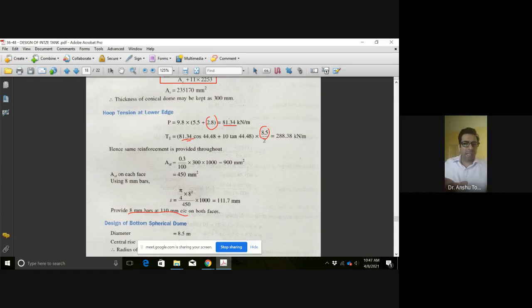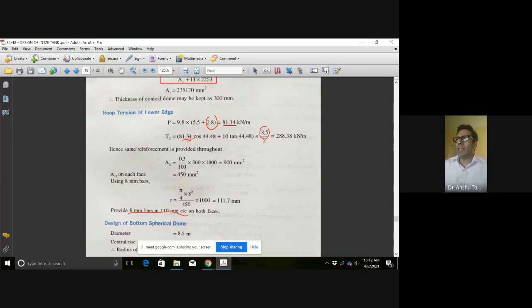Now here the diameter has reduced. It is 8.5 by 2, which is going to come 4.25. So when you multiply with 4.25, it will be less, because 5 is the same, 10 is the same. The only thing which is changing is the weight of the water. But this weight of water cannot bring much of an effect. So it is always going to come less as compared to the hoop stress at the top part.